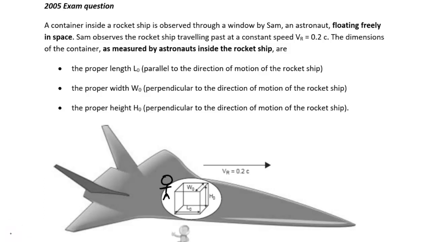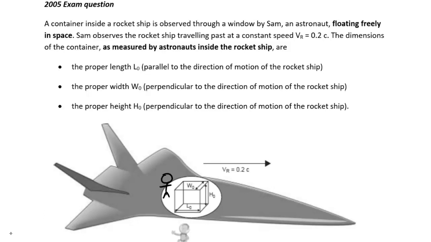Let's now look at this 2005 exam question. We're told that we have a rocket ship, there's a container within it, and it's viewed through a window by Sam, an astronaut who's floating freely through space. Sam observes the rocket ship travelling past at a constant speed of 0.2 times the speed of light, so 20%. The dimensions of the container as measured by the astronauts inside the rocket ship are.